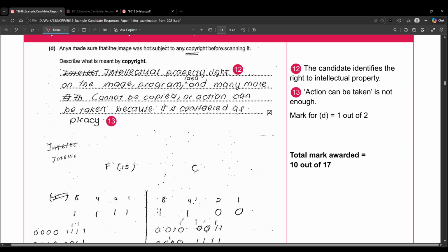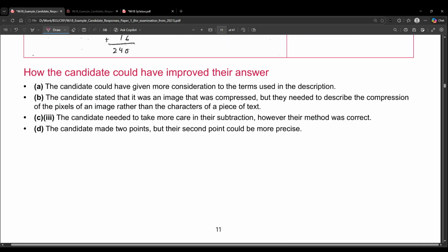Okay, then for copyright, they're saying intellectual property, so they get 1 mark for this, and for the remaining 3 lines, they do not get any mark because they've written cannot be copied or action can be taken because it is considered as piracy. Okay, so action can be taken is not enough, right? Because when we're talking about copyright, you have to define that it is protected under a law. And when you infringe on copyright, only then you can actually make a case or a lawsuit about it. So this is again vague.